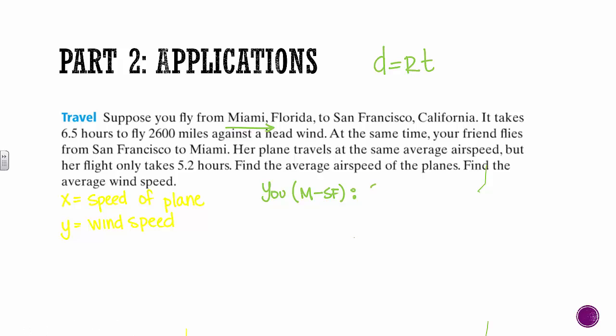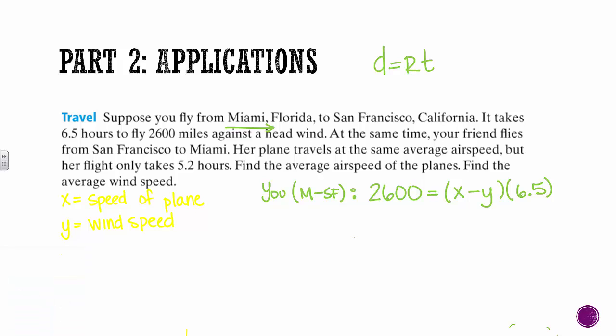So we flew the distance of 2,600 miles. Our rate, we don't know. And our time is 6.5 hours. Now our rate here is however fast the plane is going, which is x. And remember, the wind speed is pushing against us. It's slowing us down. So this is x minus y here, slowing us down.